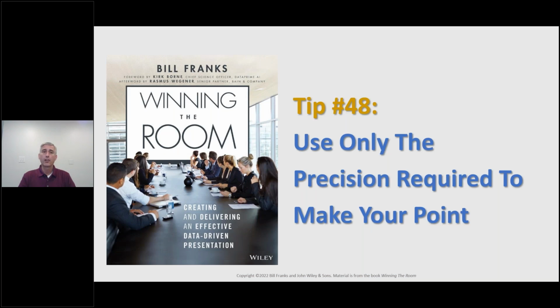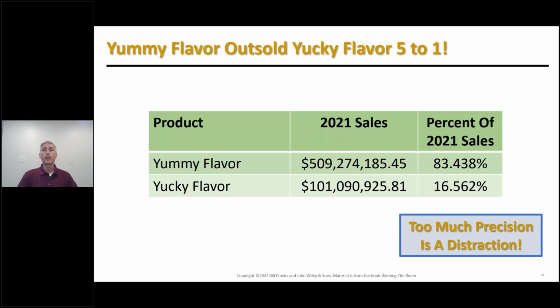A lot of analytical packages are going to spit things out to 8, 10, 16 decimals. And a lot of people will pop that in there. So here I've got a headline, yummy flavor outsold yucky flavor 5-1. Do I really need dollars at the 509 million range down to the penny? And does anybody believe numbers at that range are actually accurate to the penny? Probably not. Similarly, the percents are way too small.